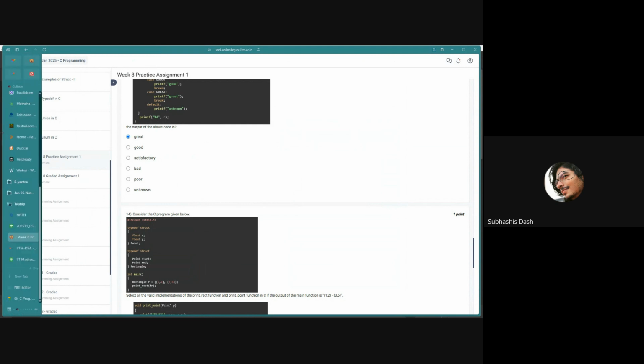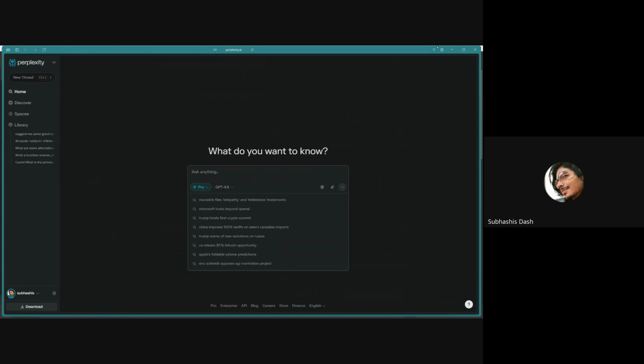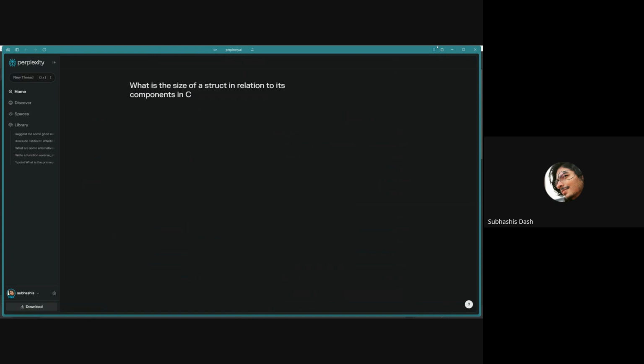So if ever you get any question like that, the first thing you want to do is use a tool. Perplexity's fast model, whatever. GPT 4.5, let's just use. Let's just ask it what is the size of a struct in relation to its components in C.